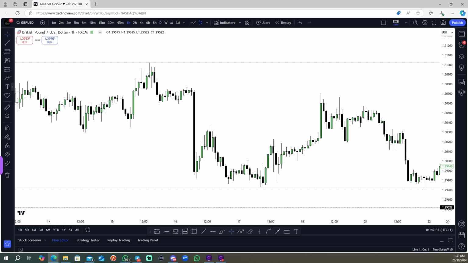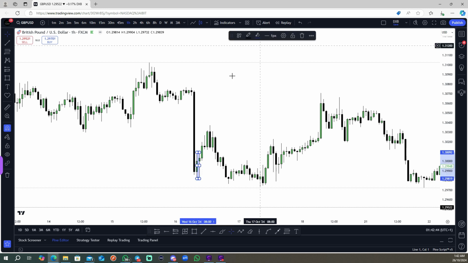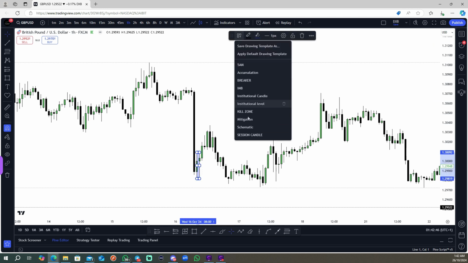So to break down my strategy for you guys, I just want to show you exactly how simple and effective this actually is. So I'm going to just highlight a candle as if I was going to take a trade. And what you would see is this candle here would be my session candle.